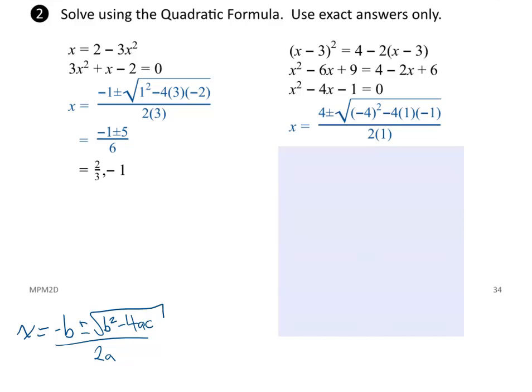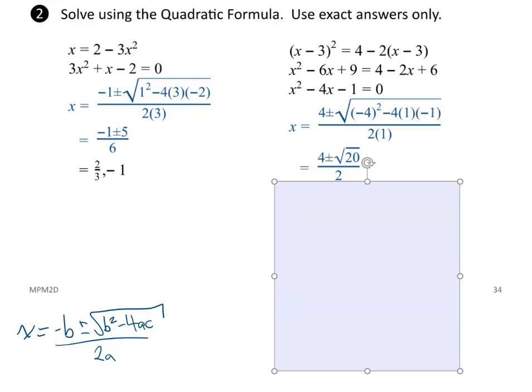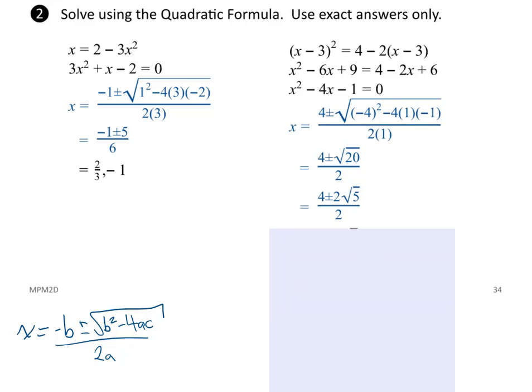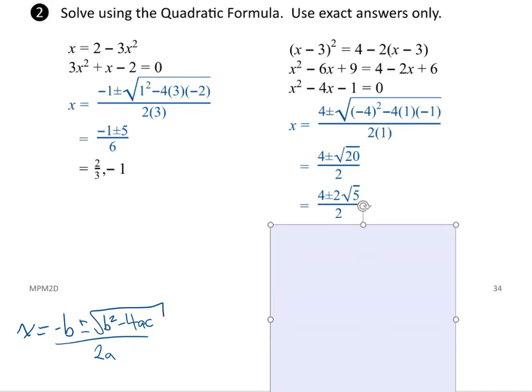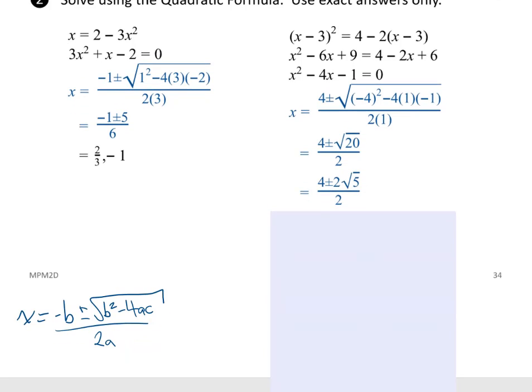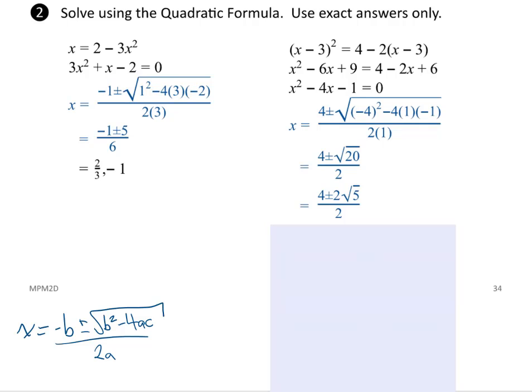So you have 4, because it's negative b, plus minus the square root of negative 4 squared, minus 4a, which is positive 1, times c, which is negative 1, all over 2a, which is 2 times 1. And then we solve. So you're at 4 plus minus root 20 over 2, which if you reduce down your radical there, you get 2 root 5.